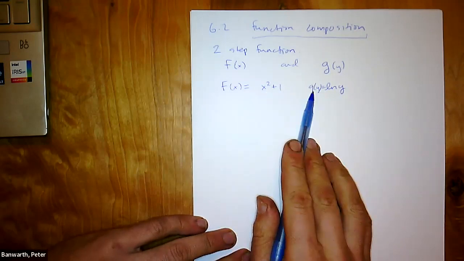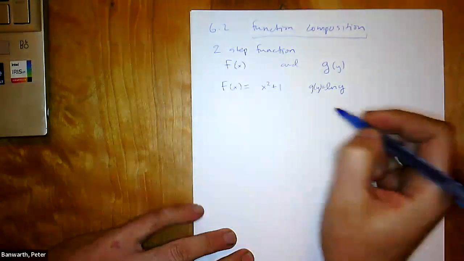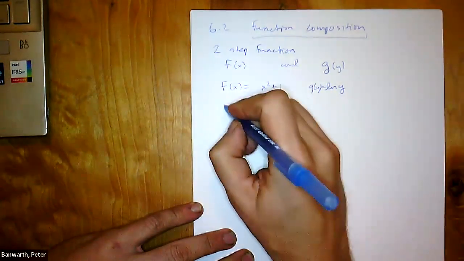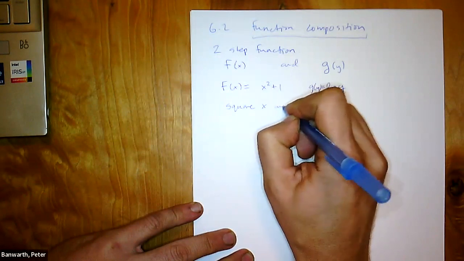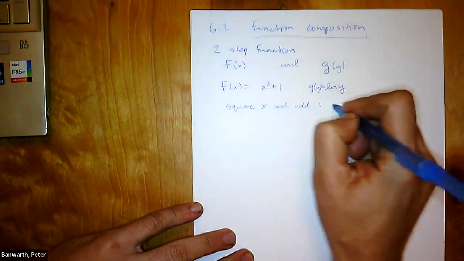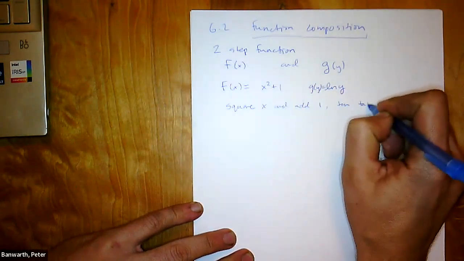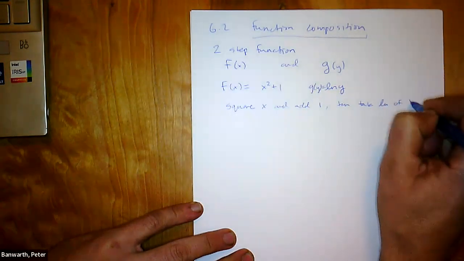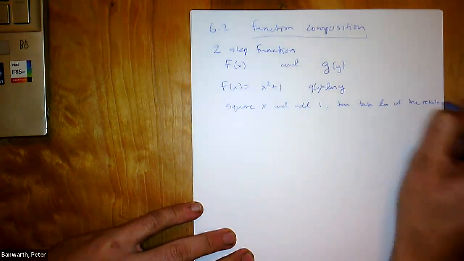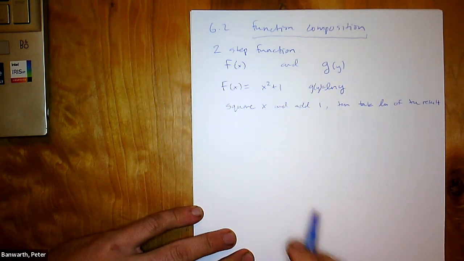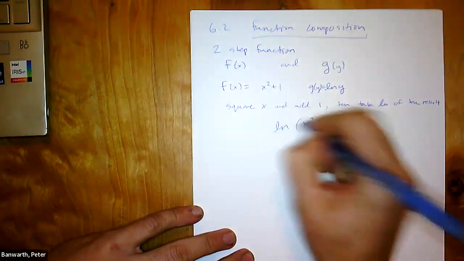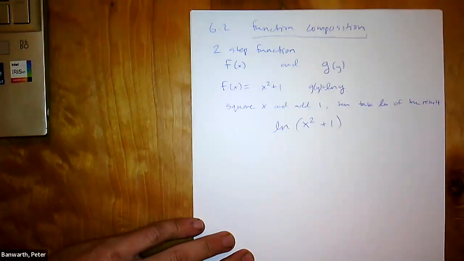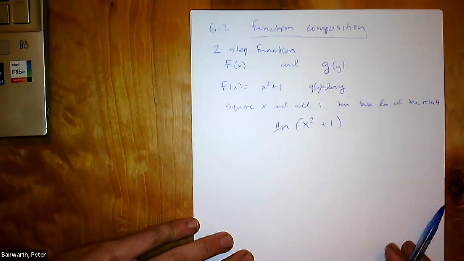You can even think of that as a two-step function if you want. And if I want to build a two-step function, I might say, first I want to square x and add 1, then take the natural log of the result. So let's do that. We're going to square x and add 1 and take the natural log of the result. And we've created a two-step function.